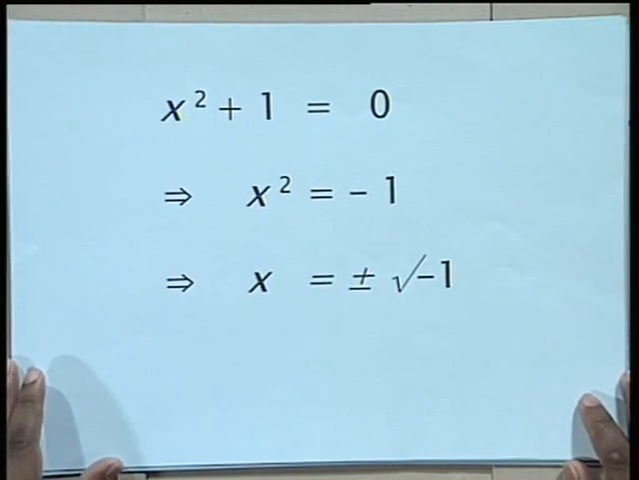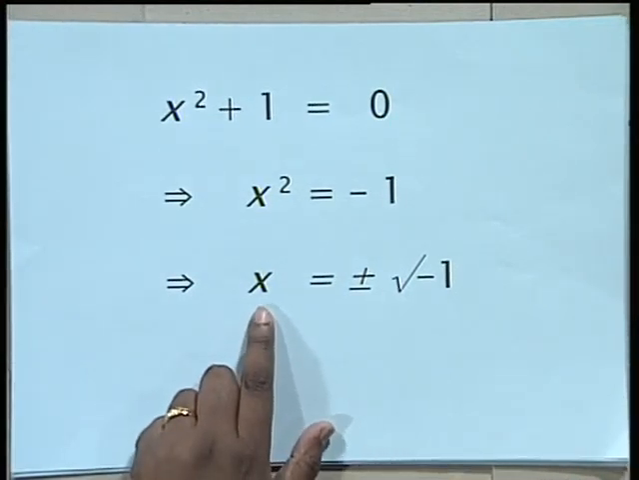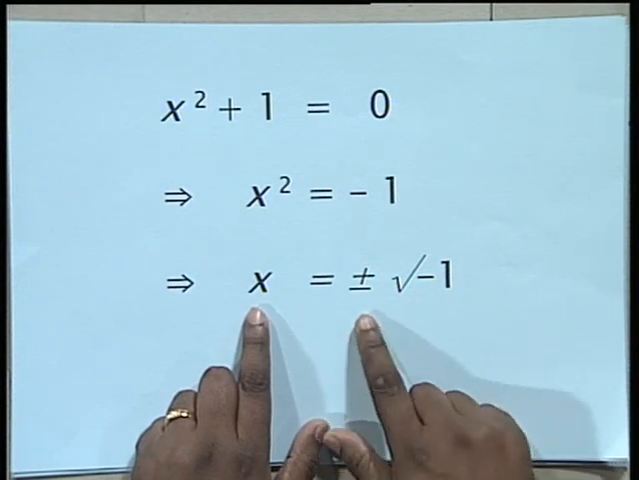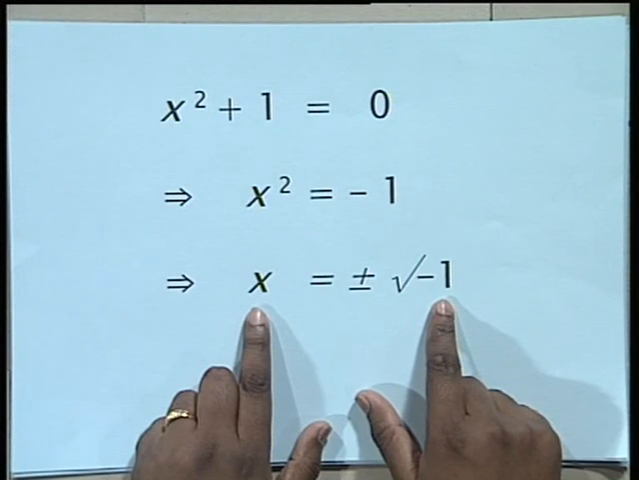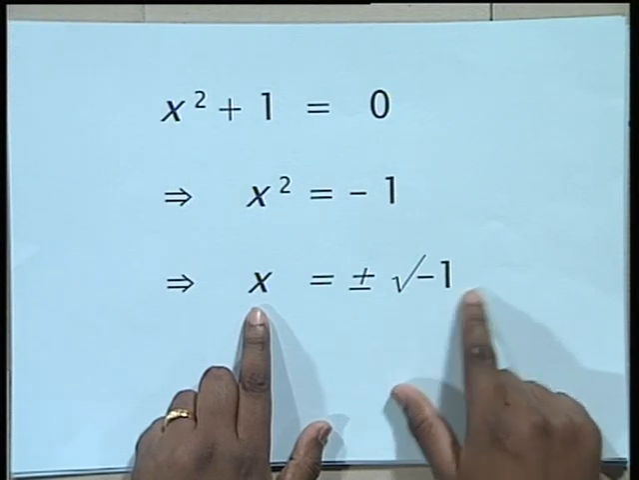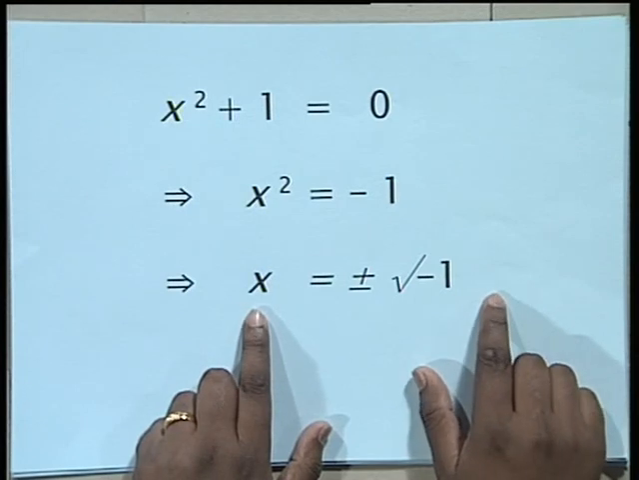Let's see, why do we need complex numbers? Why do we need to study more numbers? Why are real numbers no more sufficient? Consider the following equation: x squared plus 1 equal to 0. Whenever you are asked to solve this equation, you will get the solution x equal to plus minus root of minus 1. And we used to stop here and say that, well, the solution is not real, so we stop here.